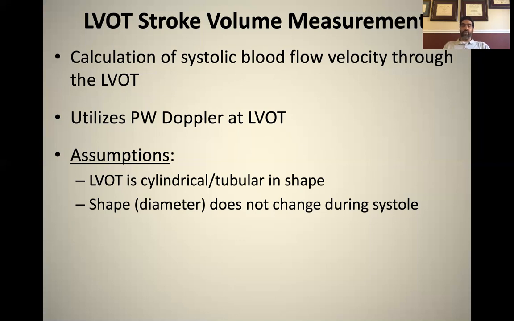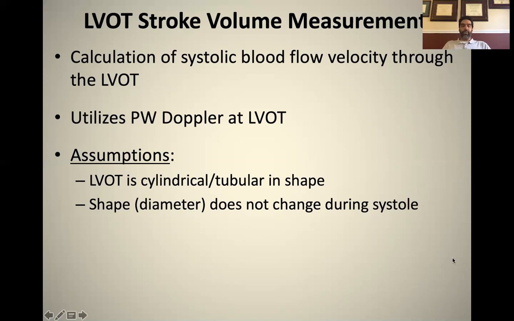Okay, and we utilize pulsed wave Doppler. So remember, the difference between pulsed wave and continuous wave Doppler is that if we're trying to measure velocity at a specific, particular point, we use pulsed wave Doppler. So in this case, we're trying to answer the question, what is the velocity of blood moving through the LVOT? So we use pulsed wave Doppler at the LVOT.